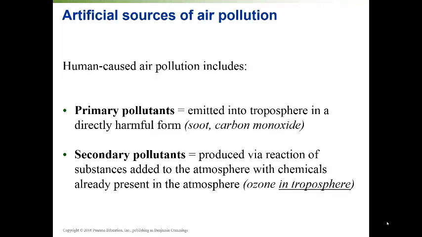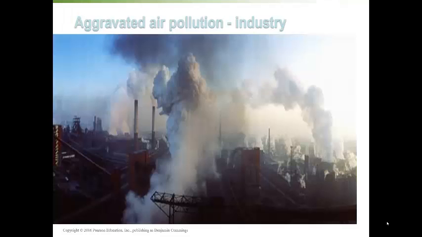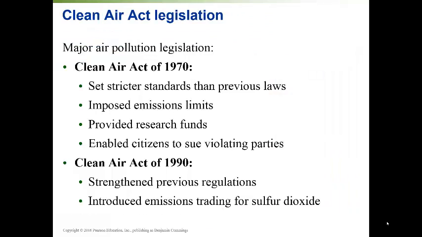There are two types: primary pollutants and secondary pollutants. Primary pollutants are emitted into the troposphere in a directly harmful way, like soot, carbon monoxide, driving a car, mass producing things in a factory. Secondary pollutants must mix with other chemicals in order to create that secondary pollution, aka air pollution. Here's an example of mass production, how it puts pollutants into the air.